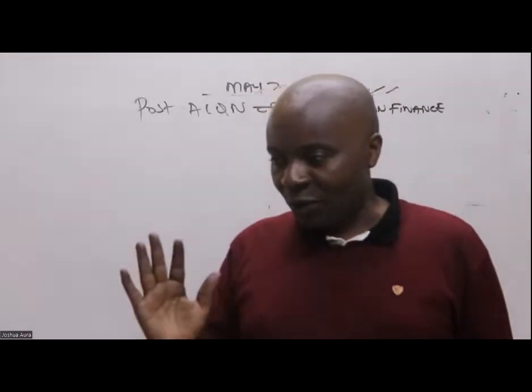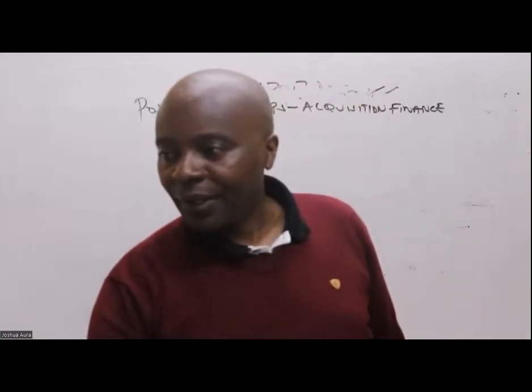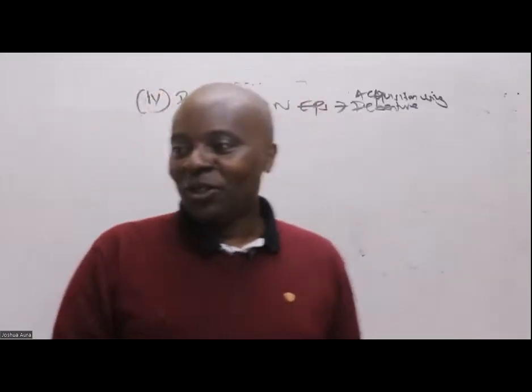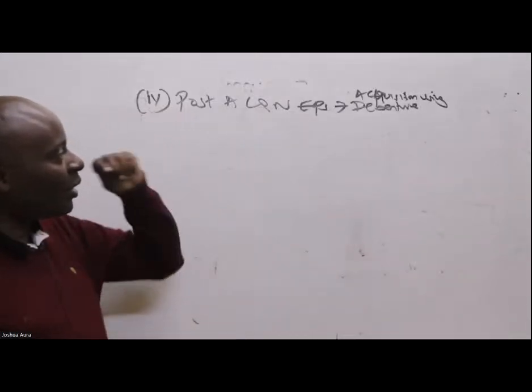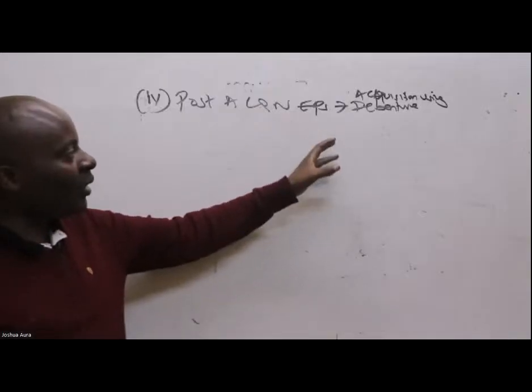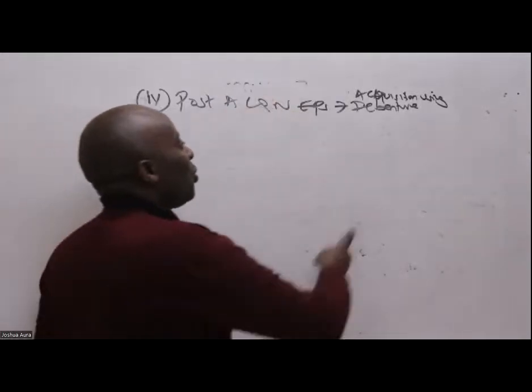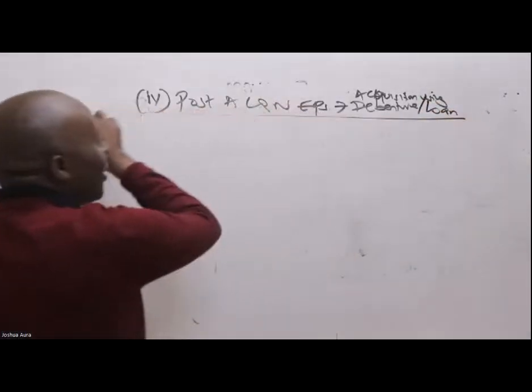Now we're looking at Roman 4. In Roman 4, they want us to give them post-acquisition earnings per share when we have acquired this targeted company using a loan.